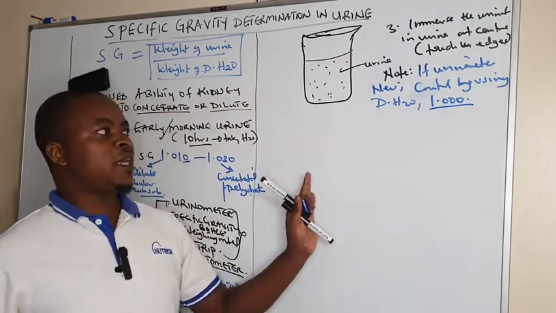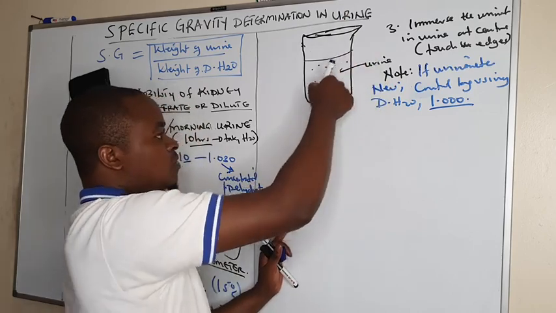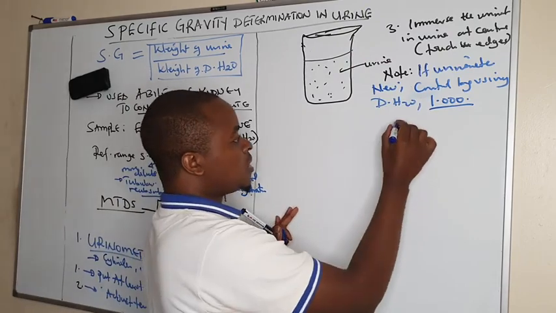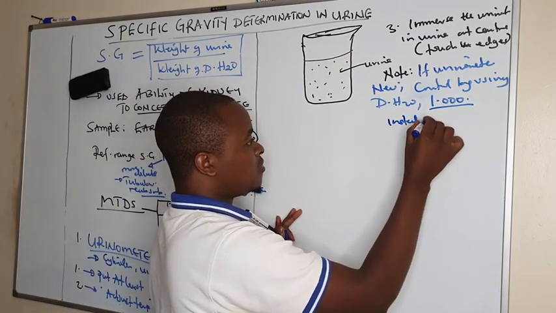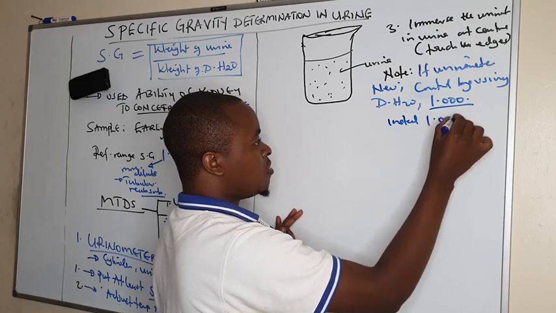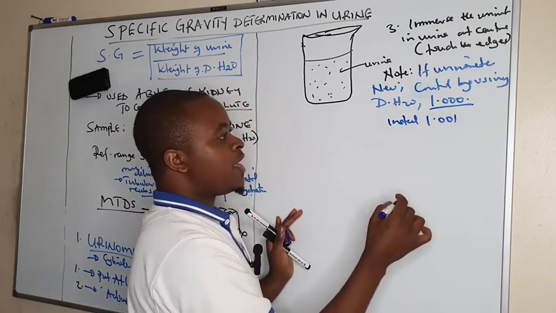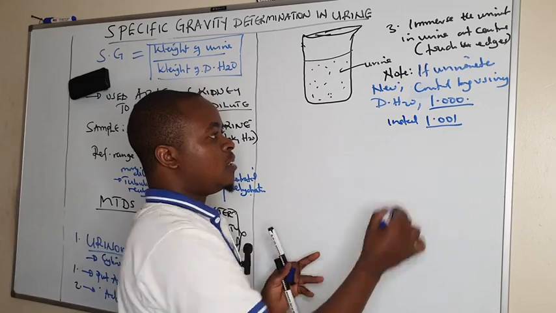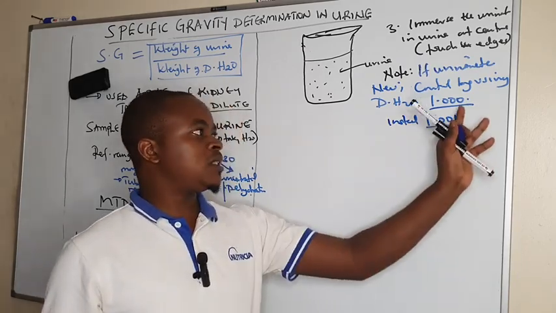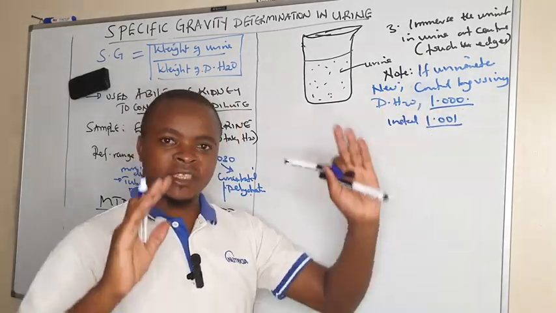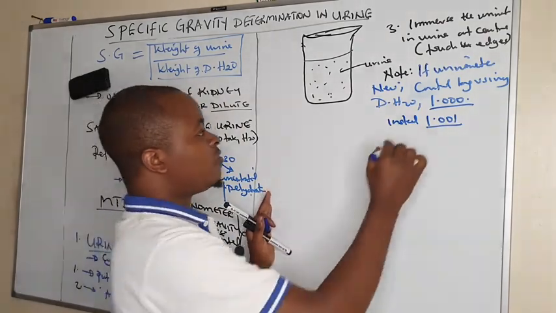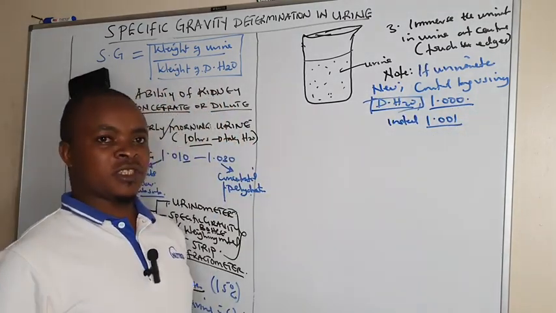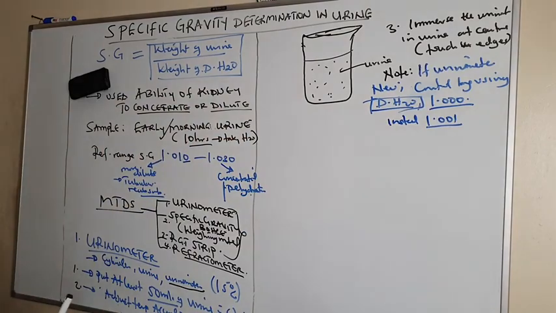So since we know it, in case you insert it in distilled water and you find it is not giving 1.000, instead it gives you 1.001, here you have to adjust by the answer you get. You have to subtract this so that you rule out this error. So every time you get a new urinometer, you first calibrate it using distilled water because the specific gravity of distilled water is known.